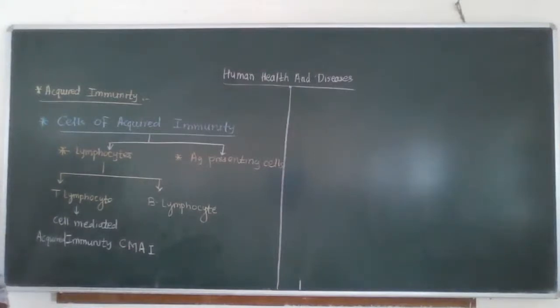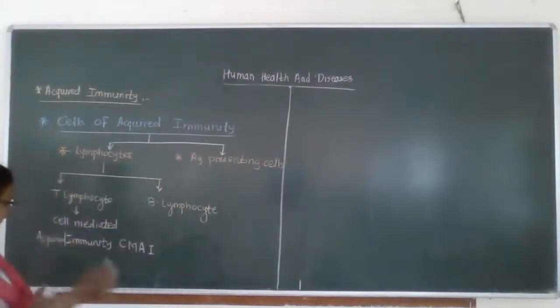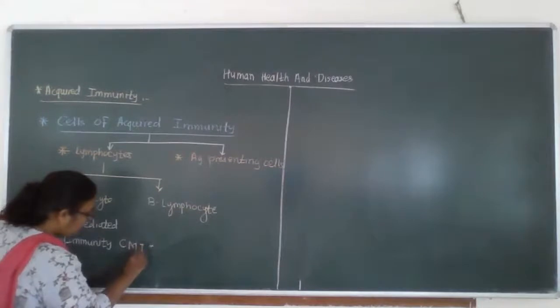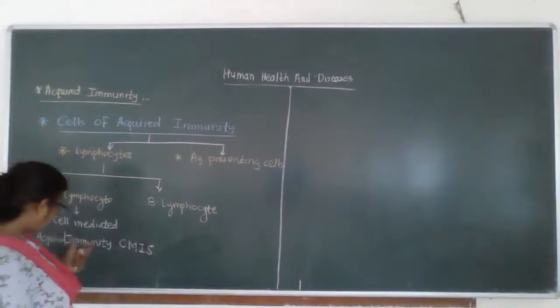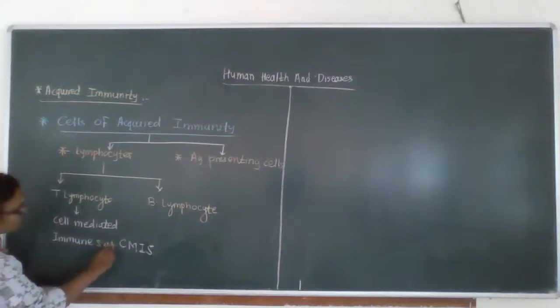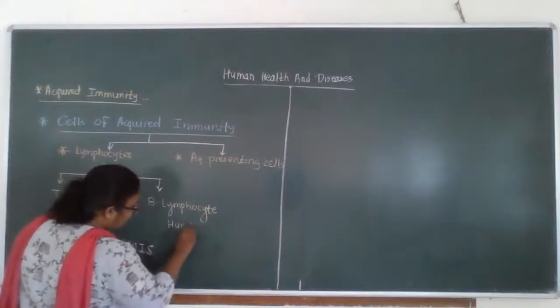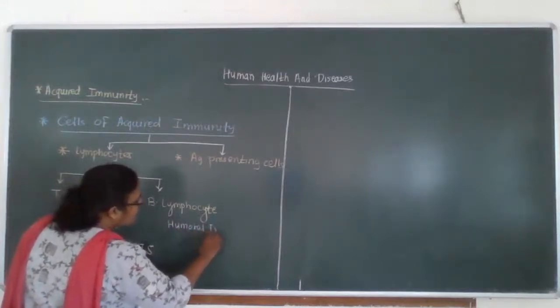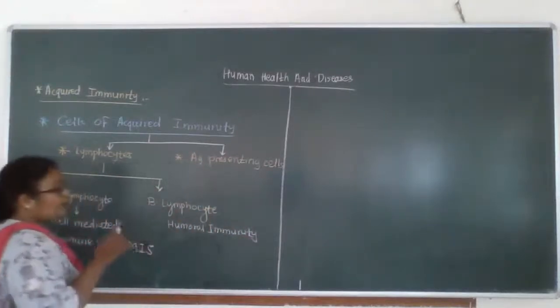While the other one is humoral immunity. It is simply the humoral immune system. Cell-mediated immune system, and the other one is the humoral immunity. This humoral immunity means what? Humoral means antibody production.